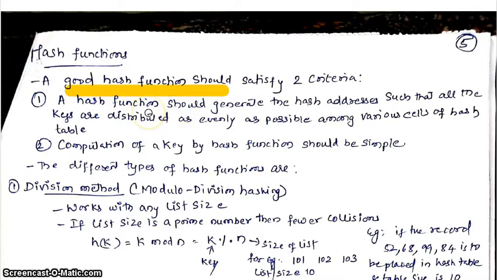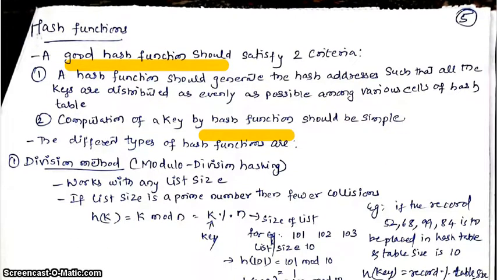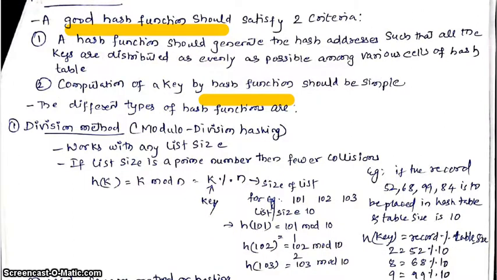The first one is that a hash function should generate the hash addresses such that all the keys are distributed as evenly as possible. The second one is that the computation of the key by the hash function should be simple. These are the two criteria for hash functions. So what are the different hash functions through which we can generate a hash key for an element?